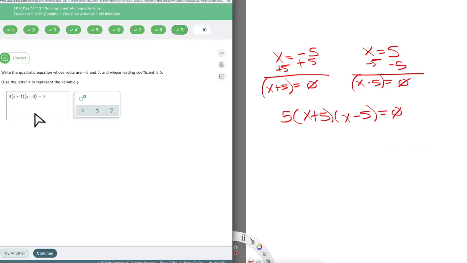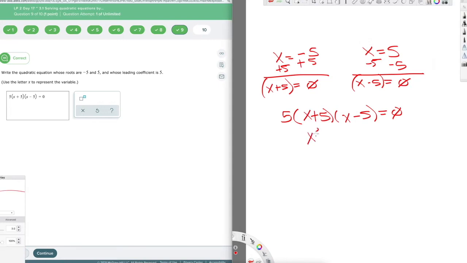So this is a quadratic equation with these roots and this leading coefficient. That's perfectly fine. But in order to make it look the way that we're used to, we would want to multiply these out. And this is a difference of squares. If we notice, it's x plus 5, x minus 5. So this would end up with x squared minus 25. That's what these two would be. And then we'd multiply by 5 again, and we'd have 5x squared minus 125 equals 0.